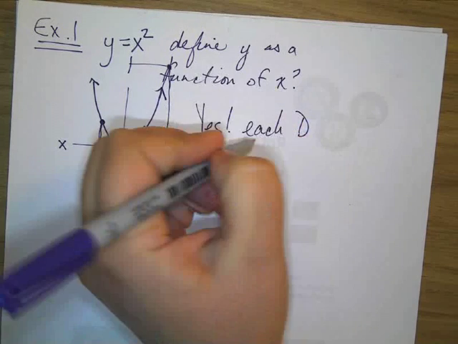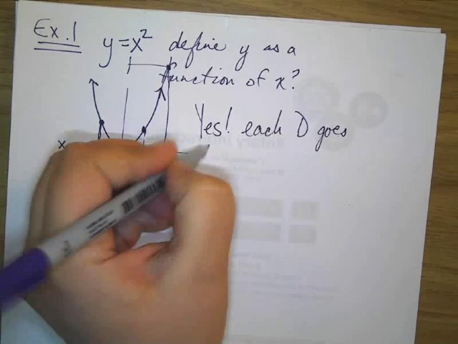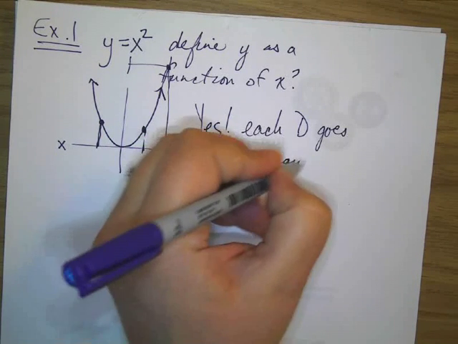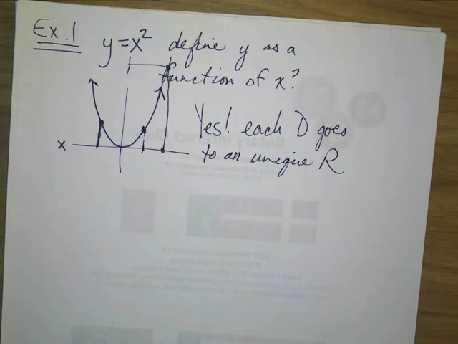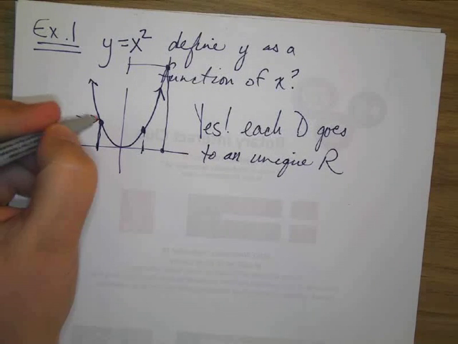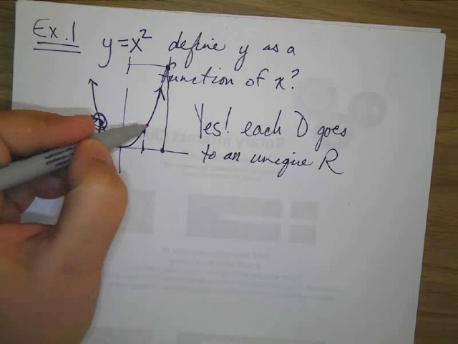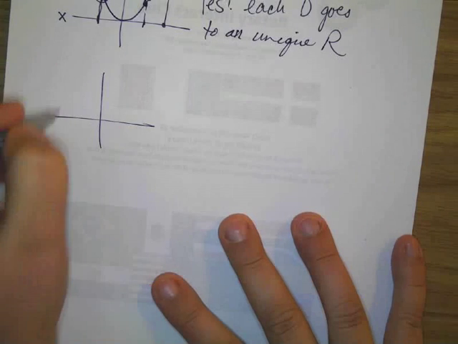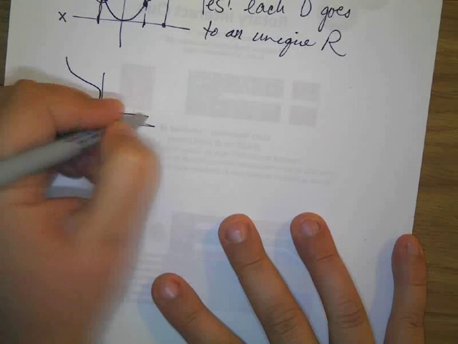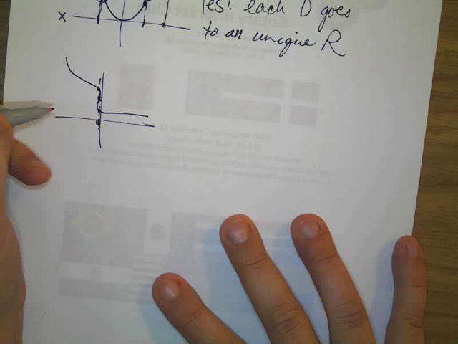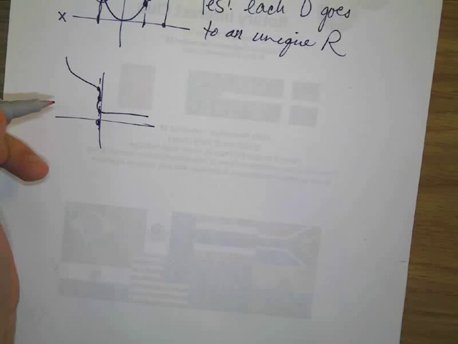Each domain value goes to a unique range value. You can have the same y value used twice, but what they're worried about is this x value right here. It's going to give you only this unique y value right here. I know this one over here is going to give you the same y value, but that's not what they're trying to say. They're trying to say you can't have something that goes like that, because right here, for this x value, I would get 1, 2, 3 different y values. So they're not a unique point.